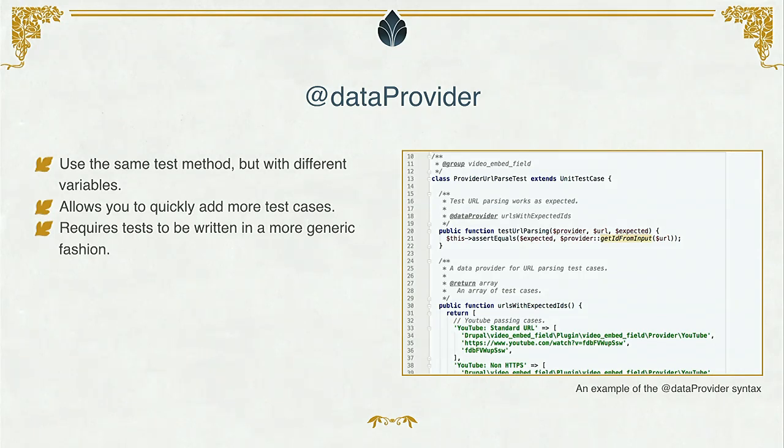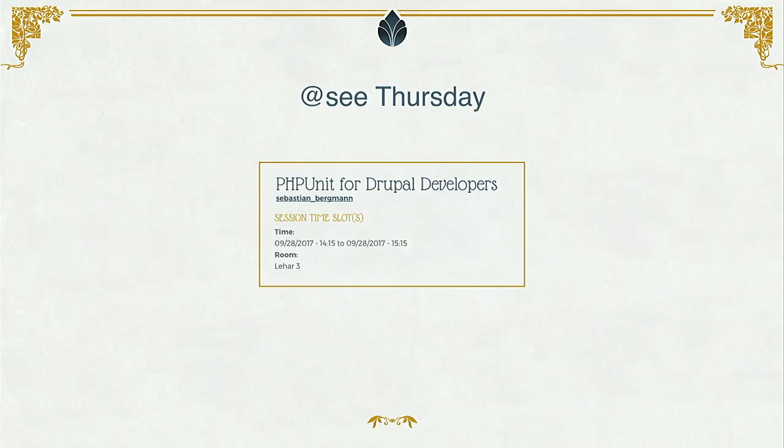So here we're testing some URL parsing. We're saying that if we're given this string, we can extract some ID from it. But to actually increase the test coverage of the module, we don't have to increase the complexity of the test method. We can just insert test cases into this data provider, which really encourages us to flesh out and extend the test coverage whenever we can. That's the most I'm going to go into specific PHPUnit concepts. On Thursday, there is a session by the maintainer of PHPUnit, so he's going to be very well equipped to get everyone up to speed on PHPUnit specifically.